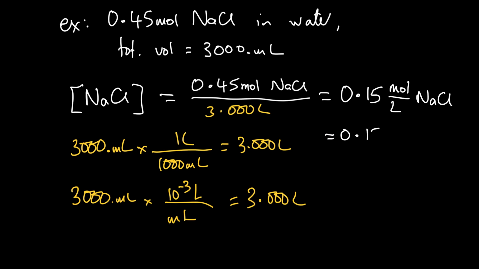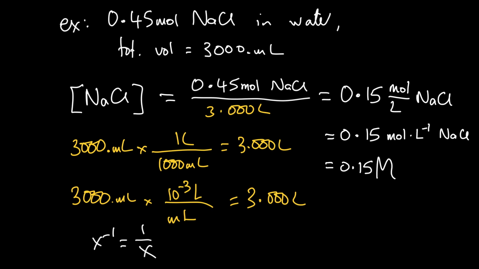Another way we can write it is 0.15 moles liters to the minus 1 sodium chloride, because remember, if you've got something to the minus 1, that's just 1 over that something. And it's sometimes written that way, although not very often in general chemistry. Another way to do it is to use capital M. Capital M is our abbreviation in chemistry that means moles per liter. We use it so often, we find that it's inconvenient to write it out in full every time, so we just use that abbreviation.